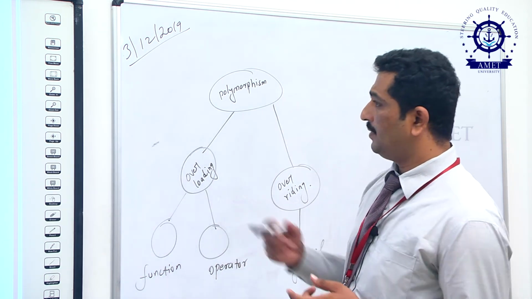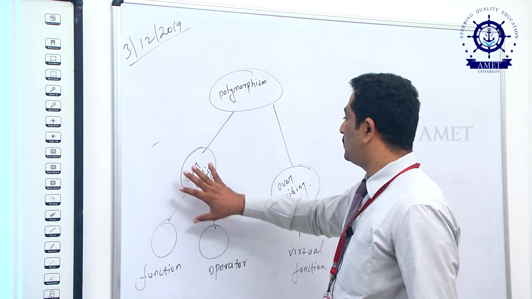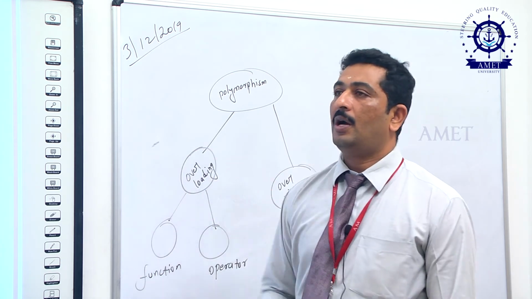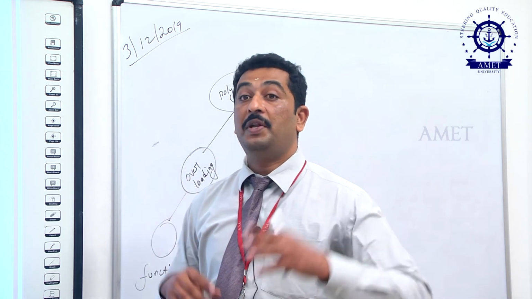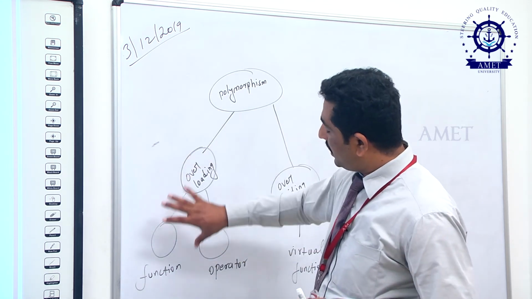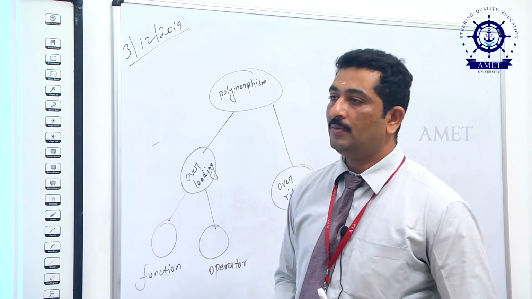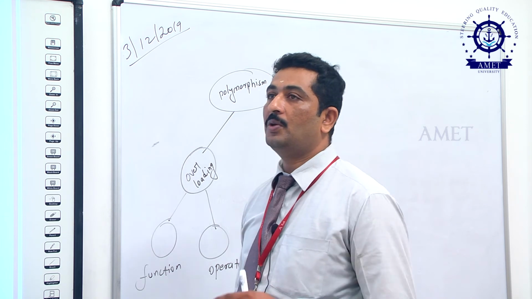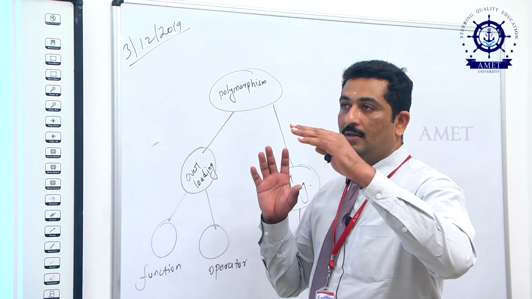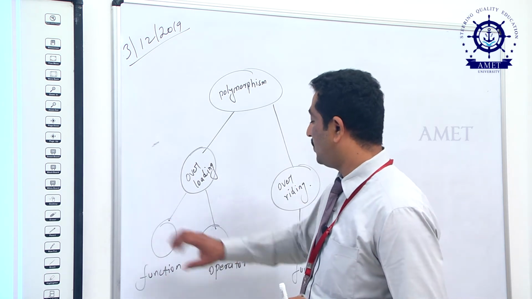Polymorphism, as we discussed, means to take more than one form. There are two types, overloading and overriding. Overloading means a particular operator or particular function behaves differently. That concept is called overloading. There are two types, function overloading and operator overloading. In function overloading, when accessing a method from your base class or child class, there may be two functions with the same name. That concept is called function overloading.